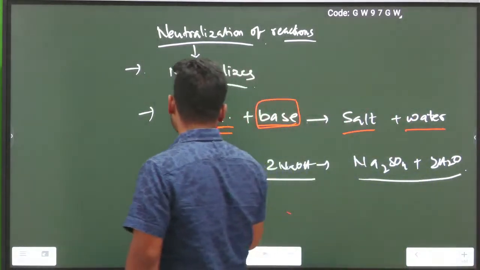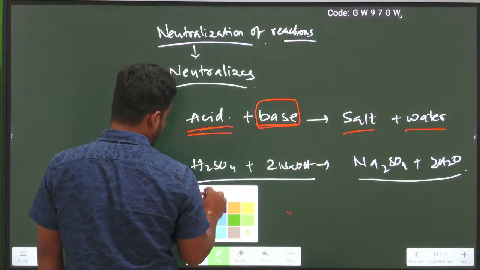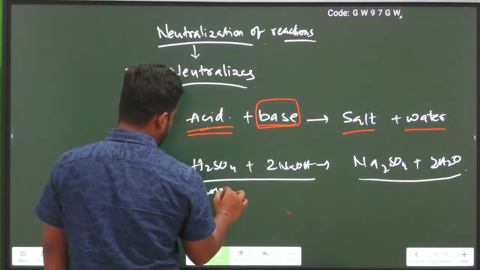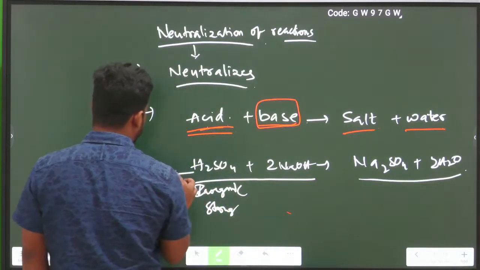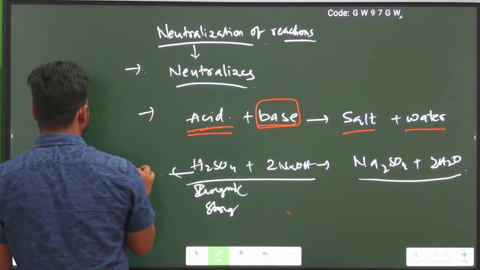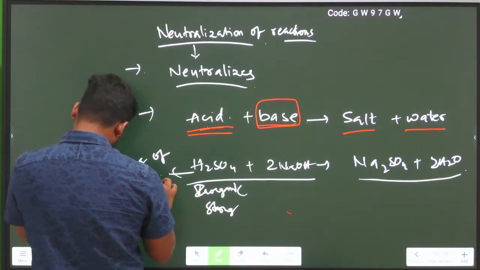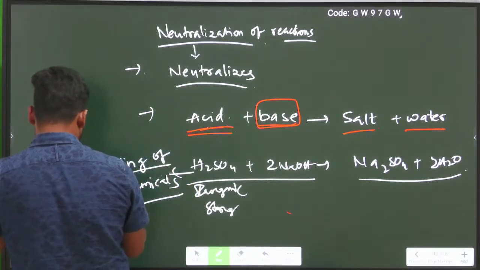Okay, these acids. If you take an example, H2SO4, what is this? This is an inorganic strong acid, a very strong acid. This is nothing but the king of chemicals, you can say. King of chemicals. So it is very strong.